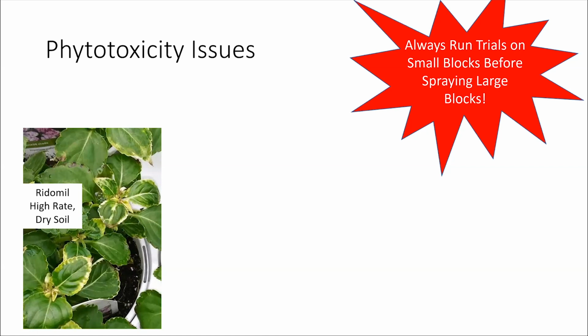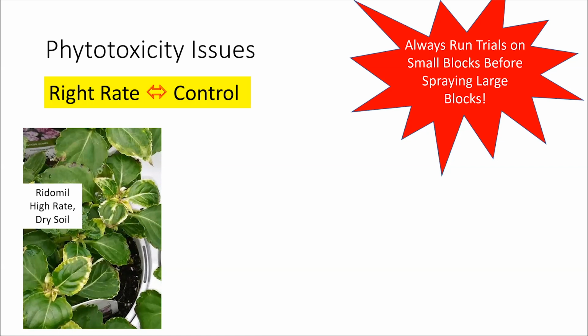Make sure that you always check your rates and check your new chemicals in your facility, because there are a lot of moving parts that impact the overall phytotoxicity. Remember, right rate equals control. Make sure that you're applying the drench so that it's not diluted because the soil was too wet, or concentrated because the soil was too dry. Put it on at the right rate for that particular chemical.